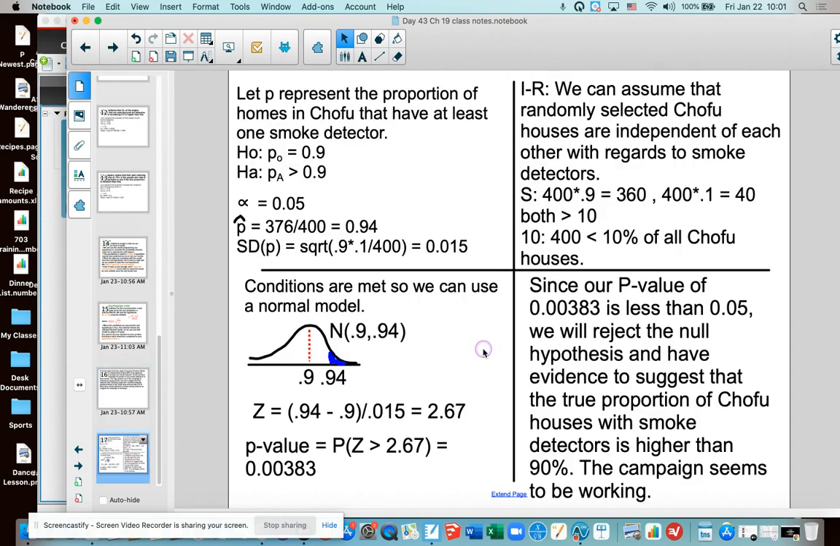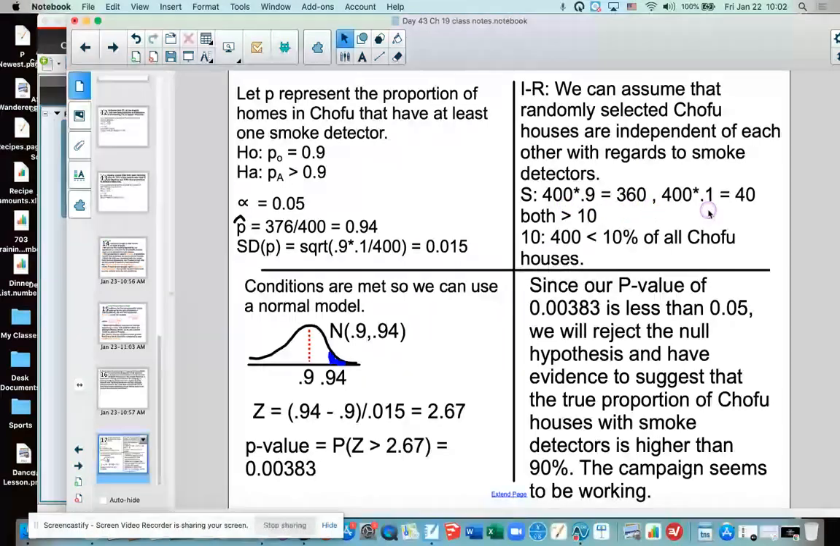Did you get something like this? I hope so. So you set up your null, 0.9. From your sample, you got a 0.94 as your sample proportion. We use the 0.9 to get our standard deviation. So that gives us 0.015. Check your conditions. You'll notice that I put the independence and the randomness together here. A lot of times I do that because they go hand in hand. If I randomly select houses, there's no reason to believe that one is dependent on the other. If you randomly select the houses, they should be independent of each other with regards to smoke detectors.